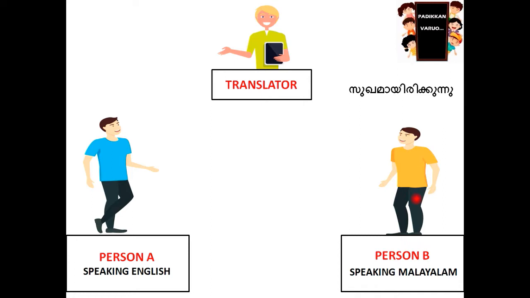Person A is asking a question to person B: are you fine? First of all, that question will be moved on to a translator. The translator will translate those keywords used in English into Malayalam. So person B can understand what question is being asked by person A, and person B will reply to the question: Sugamayirikkunnu.